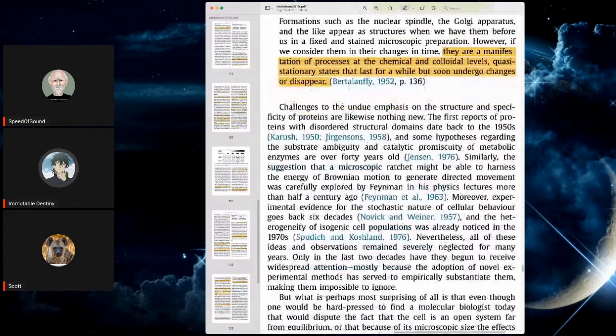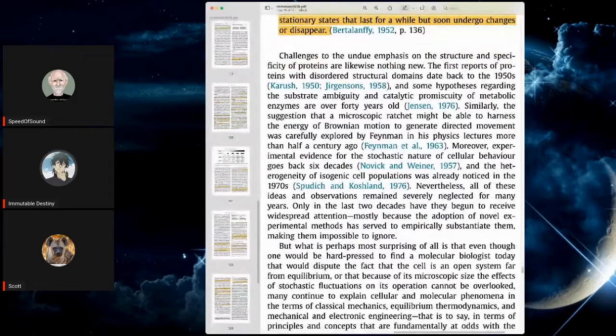Challenges to the undue emphasis on the structure and specificity of proteins are likewise nothing new. The first reports of proteins with disordered structural domains date back to the 1950s. And some hypotheses regarding the substrate ambiguity and catalytic promiscuity of metabolic enzymes are over 40 years old. Similarly, the suggestion that a microscopic ratchet might be able to harness the energy of Brownian motion to generate directed movement was carefully explored by Feynman in his physics lectures more than half a century ago.